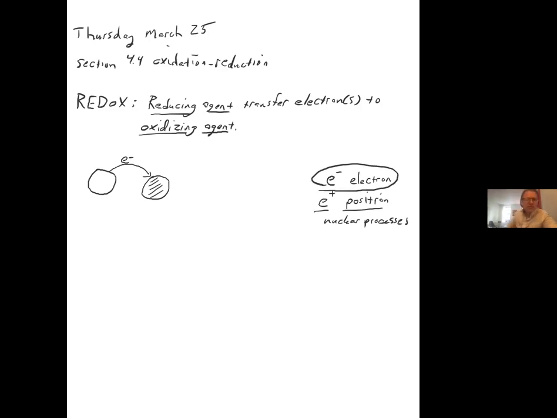So here's what we would do. If you look at the diagram I've drawn here, see how the electron is moving from one substance to another? The one that it's coming from is called the reducing agent. And the one that it's going to is called the oxidizing agent.